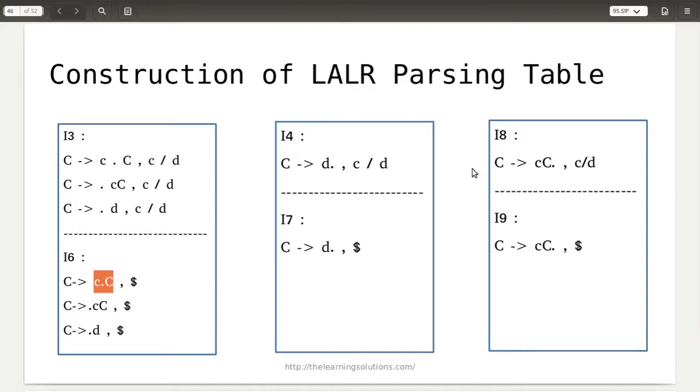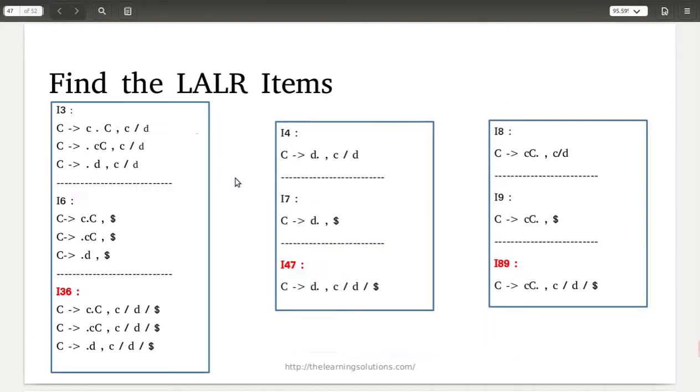So just make a pair of such type of states together, and we will create a state kind of I36, I47 and I89, so that the number of states will be lesser as compared to CLR parser. So here I3 and I6 combinedly we form I36, whereas the production will remain same, only change will be look ahead is added together, that is C or D or dollar. In this way we will create the I36 state.